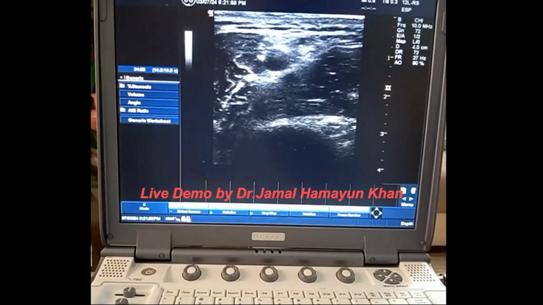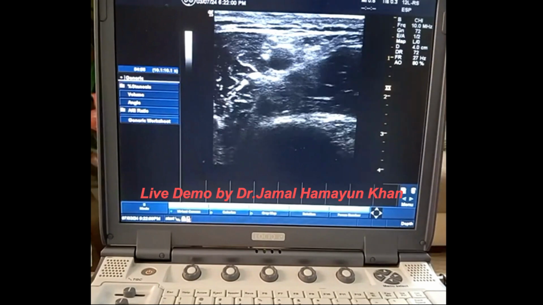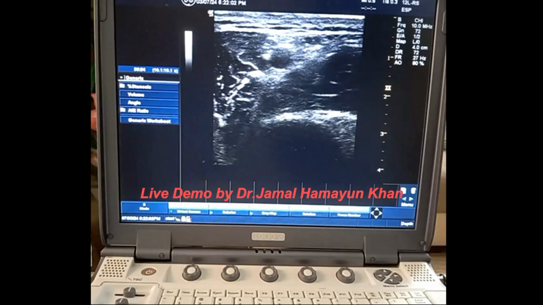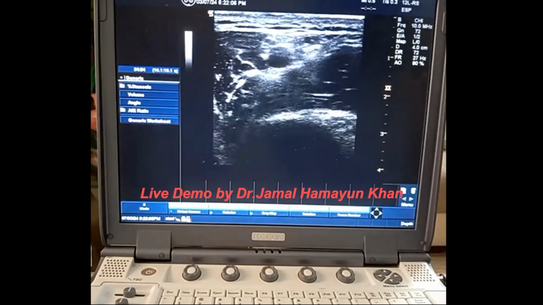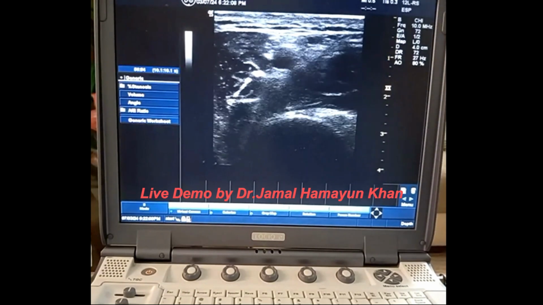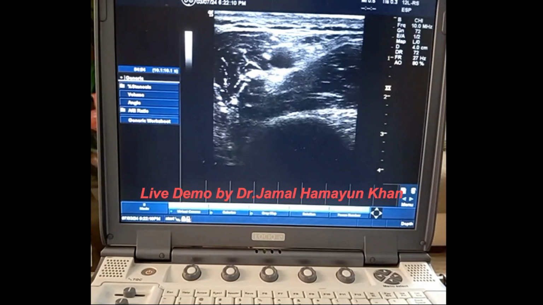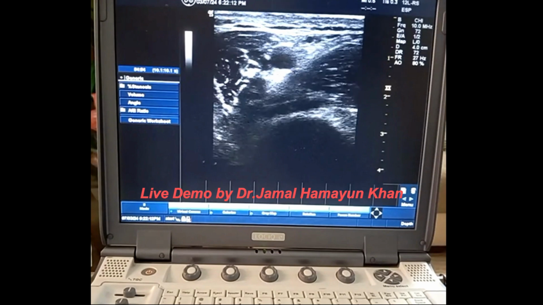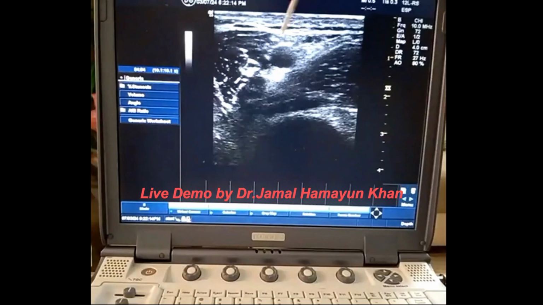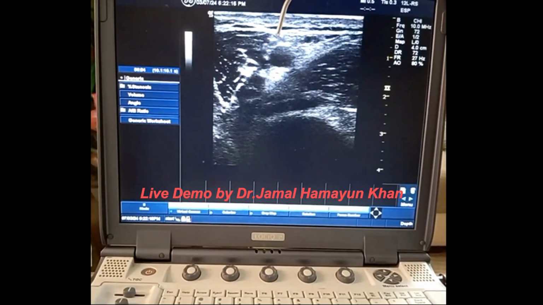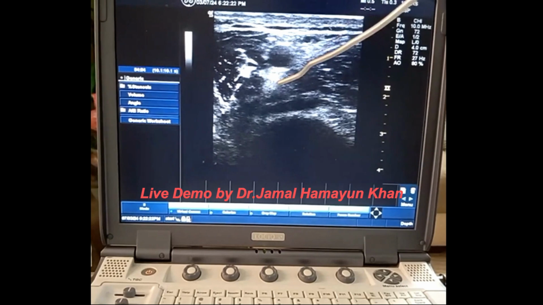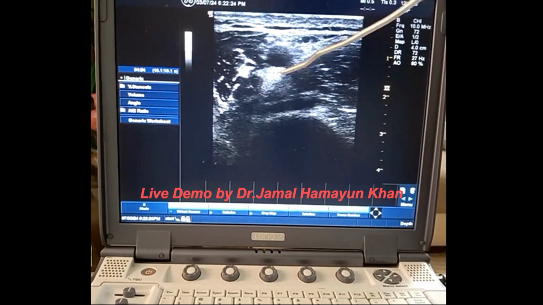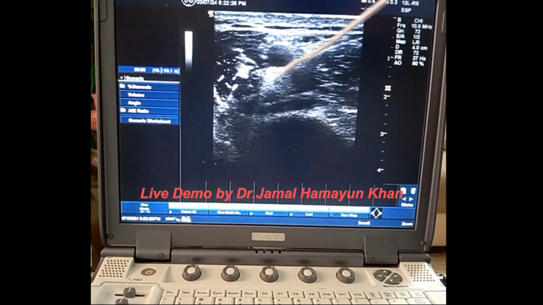Now we can see on the screen a round pulsating structure, that is an artery. And clearly we see a round, hyperechoic white structure above the artery. This is the median nerve. Now if we look below the artery, there is again a white structure, a little higher. Yes, this is the radial nerve.